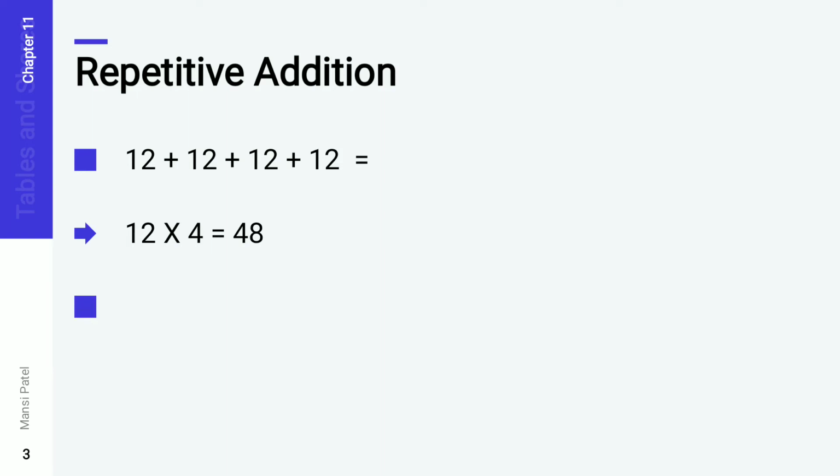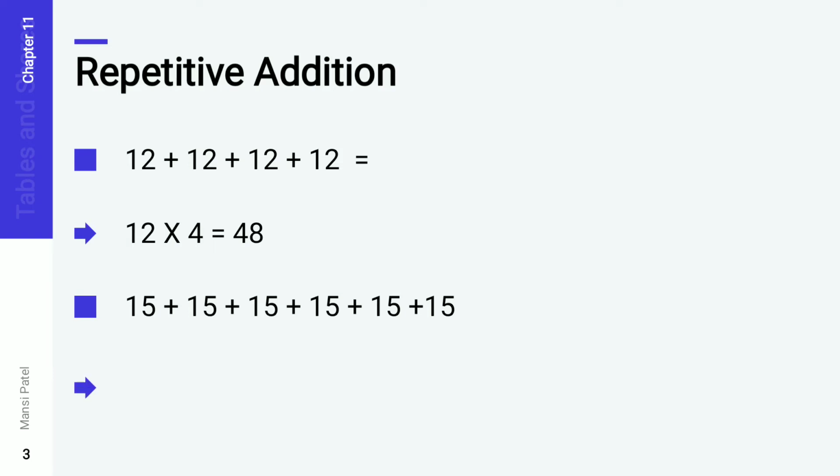Then again, 15 plus 15 plus 15 plus 15 plus 15 and plus 15. How many times are we writing down number 15? We are writing down number 15 six times. And here the number 15s are the same in all? Yes, number 15 is the same in all.